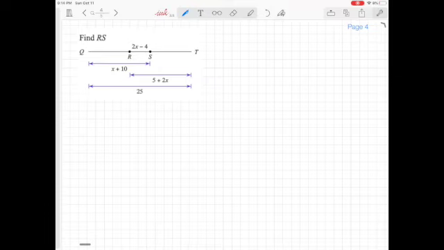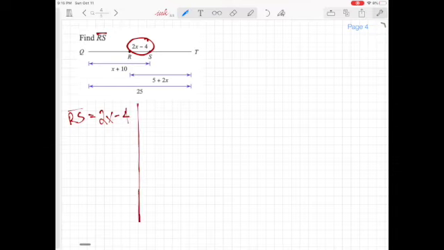Right, so this problem is asking us to find RS. So RS is right here. So we can say, okay, well, RS is going to equal 2x minus 4. But unless I know what x is, I'm never really going to figure out what RS is. So now we've got to figure out what x is.